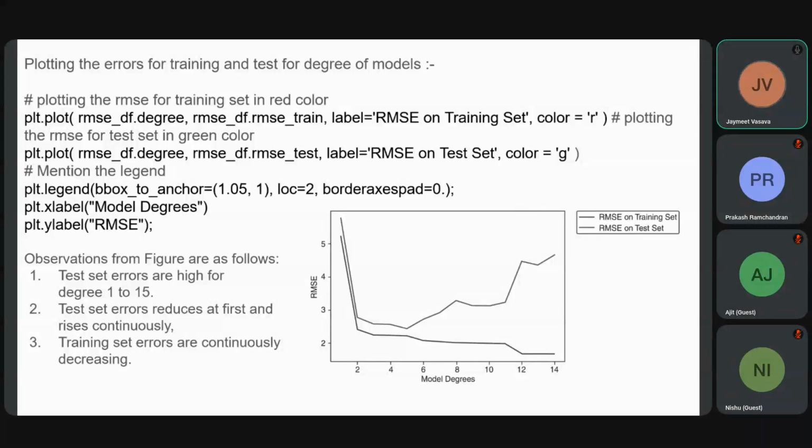So observations from the graph: the test set error is high for degree 1 to 15. Then the test set error reduces at first and then rises continuously. You can see the above line is increasing. At the initialization step it was declining, but then it kept on increasing. And the training error is continuously decreasing.